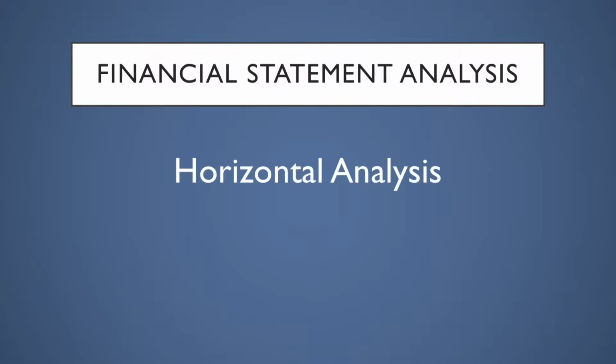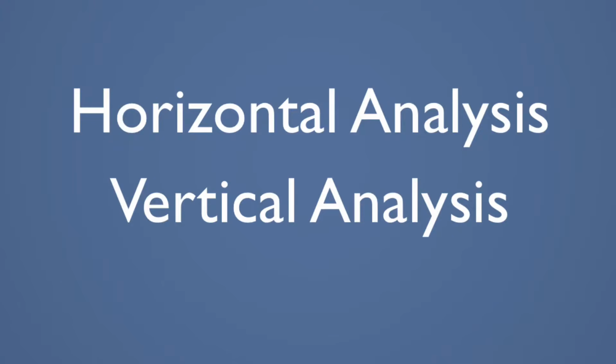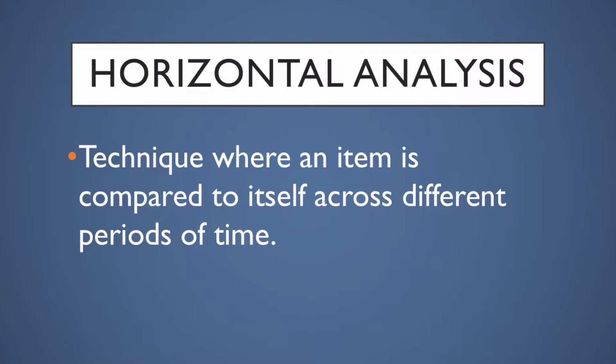There are at least 3 techniques in which we can conduct financial statement analysis. We have horizontal analysis, vertical analysis, and ratio analysis. In this video, we are going to focus on horizontal and vertical analysis. Horizontal analysis is the technique where an item is compared to itself across different periods of time. This is to see whether there's a growth or decline in that particular item. In order to demonstrate how this is done, let us refer to the following case.